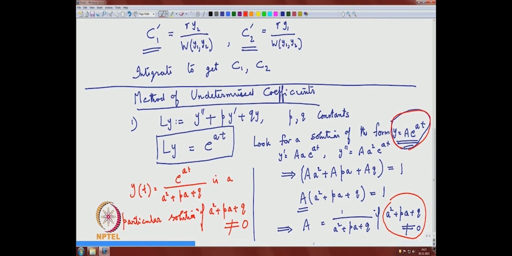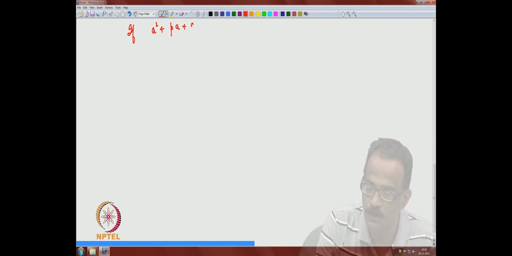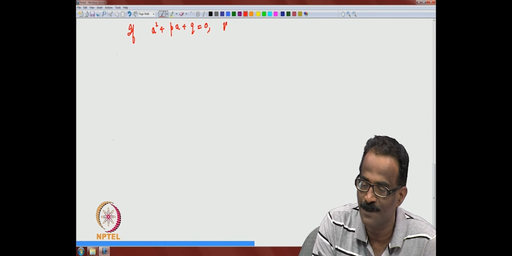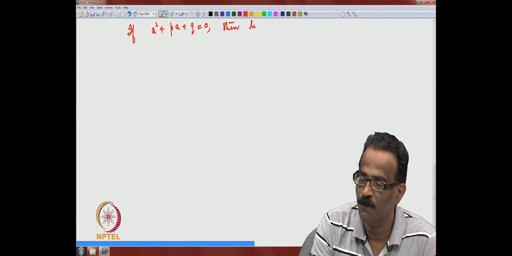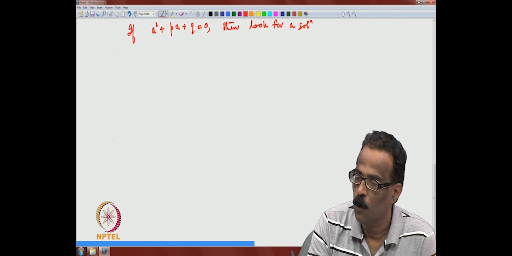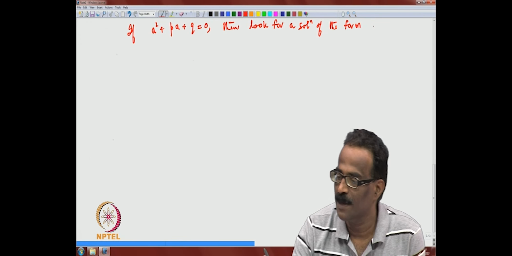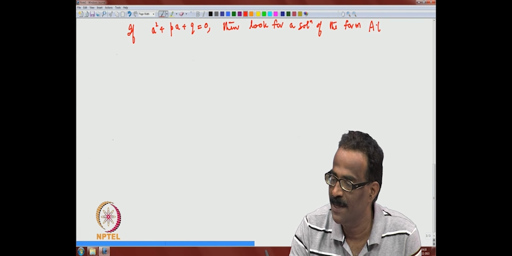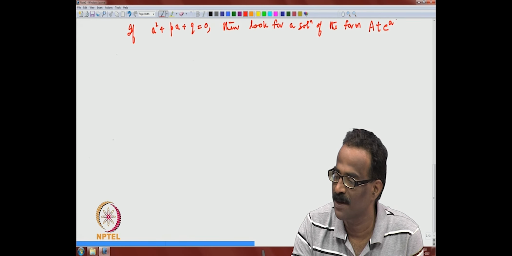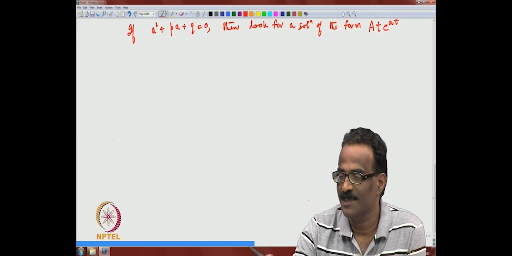So, again, what happens if a square plus p a plus q equal to 0? Then look for a solution. Now you have an idea: look for a solution of the form some constant A into t e power at. You know why it is a solution of this form, some A t into e power at.